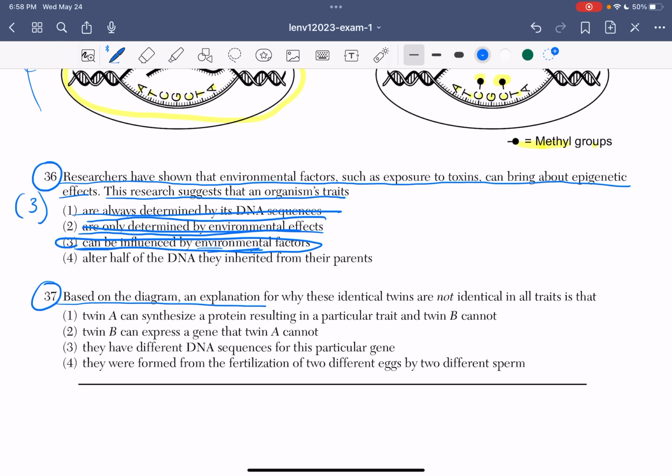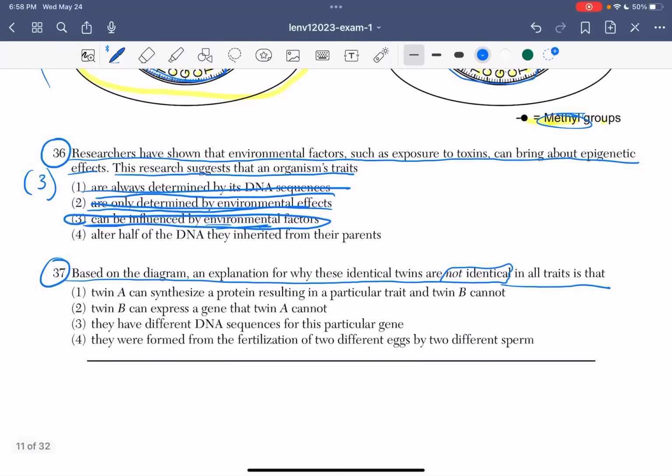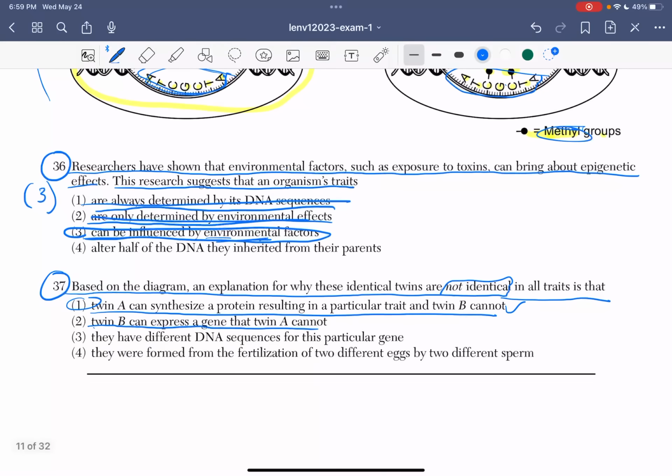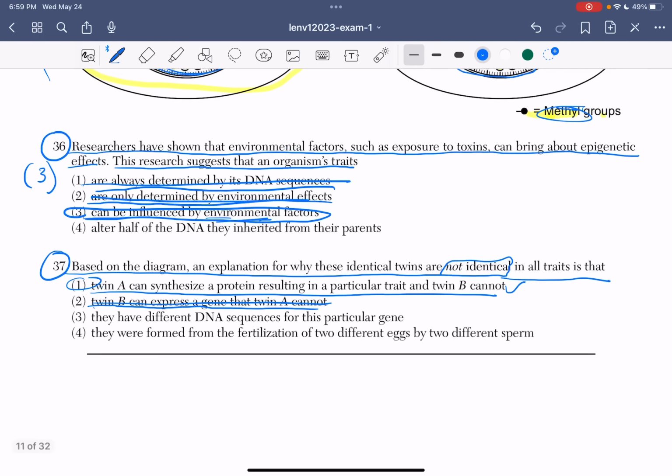Based on the diagram, an explanation for why these identical twins are not identical in all traits is that, well, we know that they have a different set of genes here. The methyl group here is different, and twin B did not make a specific protein. So let's see which one has the best answer. Twin A can synthesize a protein resulting in a particular trait, and twin B cannot. Well, that's what I just explained, but let's take a look at the other ones. Twin B can express a gene that twin A cannot. No, that's incorrect. Twin B cannot express it, and this is saying that it can.